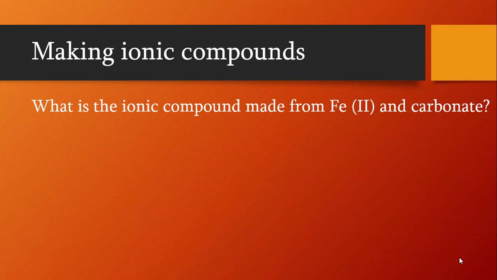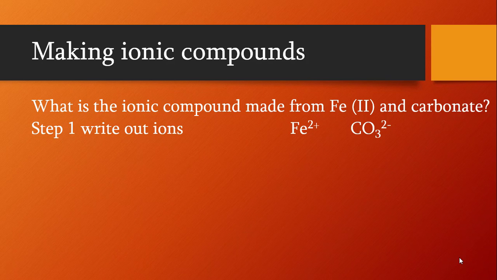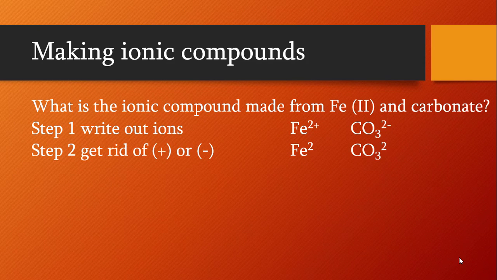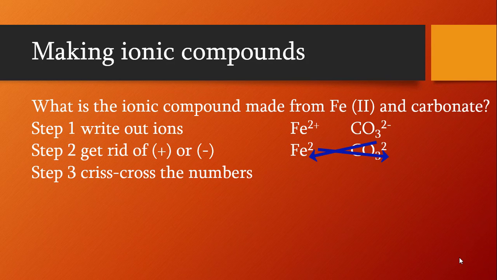How about iron 2 and carbonate? We're going to do the same thing. Write out the ions. Iron 2 is Fe2+, and carbonate, one of the polyatomics you should have memorized, is CO3 2-. Now we're going to get rid of the plus and the minus sign, so it looks like this. Then we're going to crisscross the numbers. The 2 from the ion has to go around all of the CO3. This is where parentheses come in place. So we make it look like this.